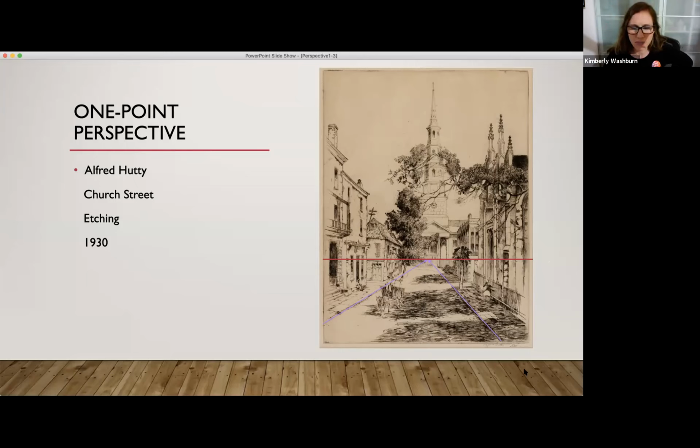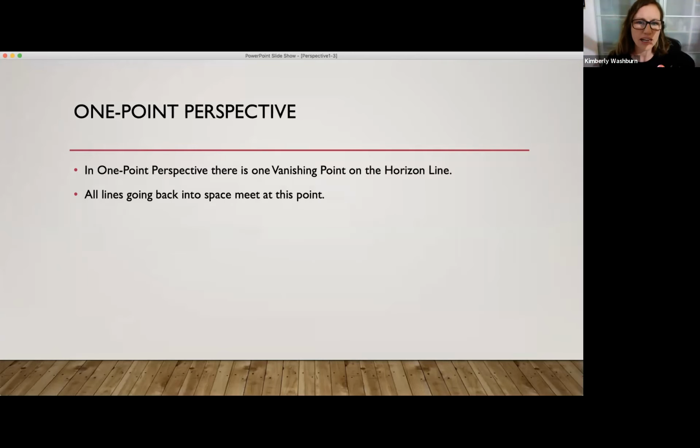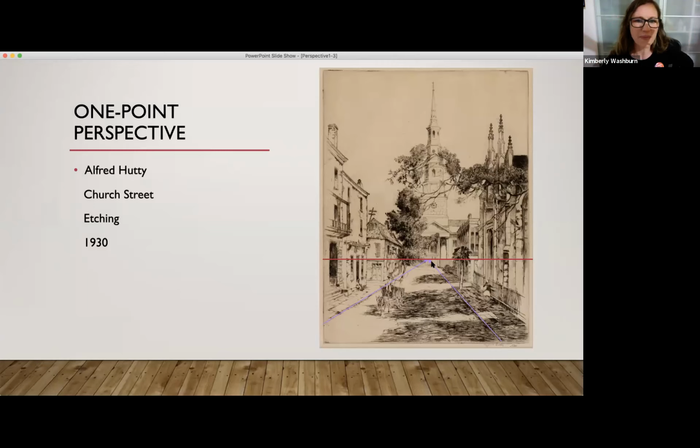Now our vanishing point is where all the lines in our drawing that make it look like it's going back into space, or make it look like it's three-dimensional, meet. So you can see that these purple lines show us lines that are going back. It makes our road look like it's three-dimensional, and they're all meeting right at that point. Oops, my computer flipped on me. There we go. Okay, so where those purple lines meet would be our vanishing point.